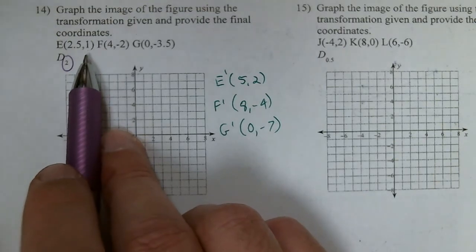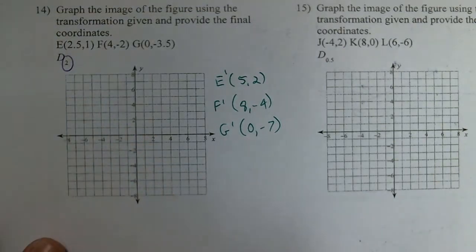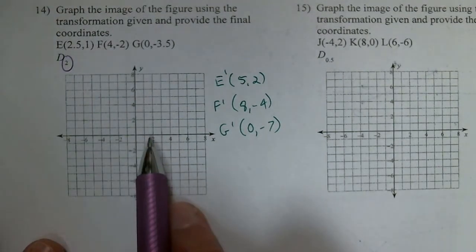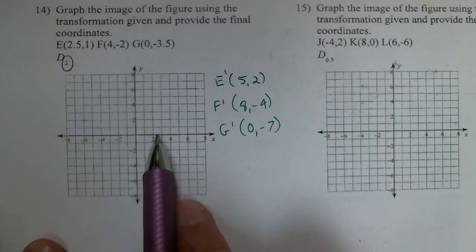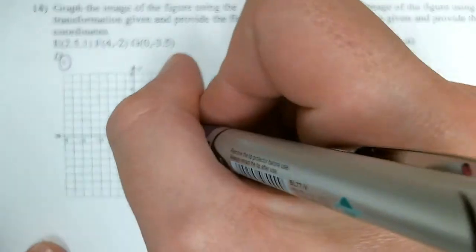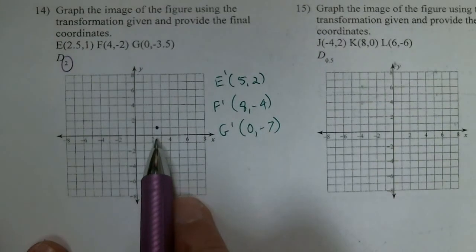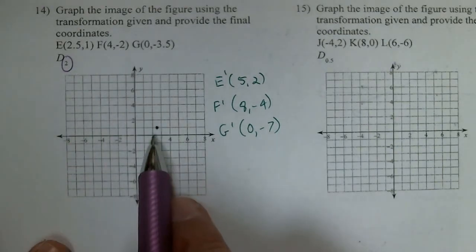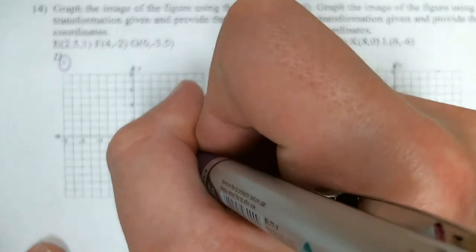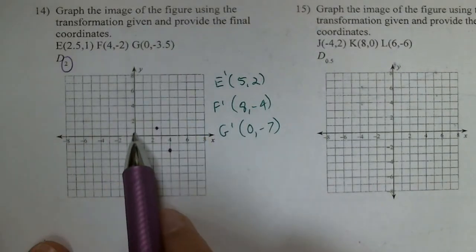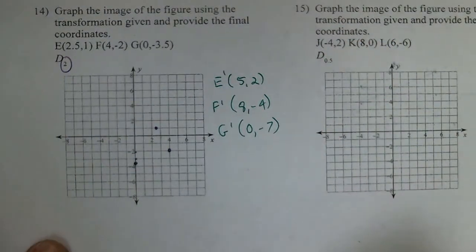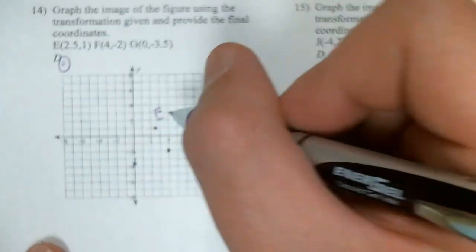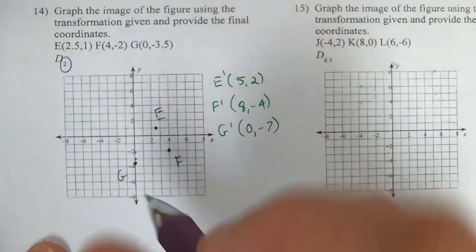2.5, comma 1. Some of you go, oh, what, 2.5? How do you plot 2.5? It's real easy. It's between 2 and 3. Okay, so 2.5. All right, here's 2. Here's 3. Halfway between 2 and 3 will be right here. 2.5, and then go up 1. Okay, don't make that more complicated than it is. 4, negative 2, that's going to go right 4, down 2. And then G is 0, down 3.5. So here's 2, here's 3, and it's between 3 and 4. So there's 3.5. All right, so there's my E, here's my F, and here's my G.